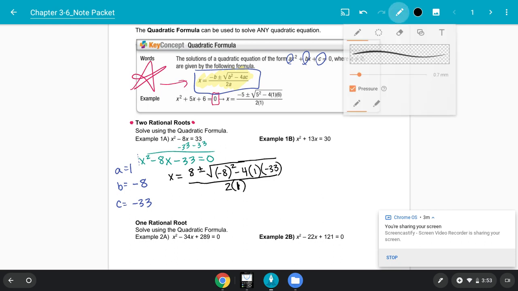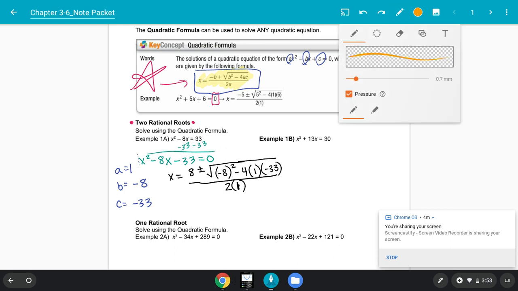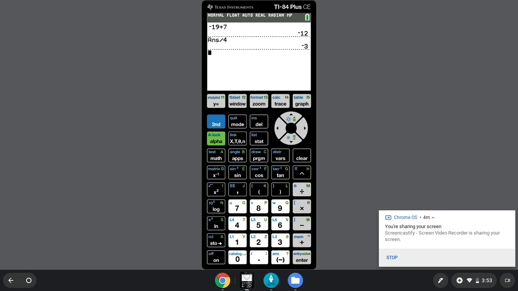Here's one thing to be really cautious of, you guys. A lot of students I've seen in the past just do the fraction line right here and exclude it from the 8. It has to be the entire thing divided by 2. So then when you simplify this, you get x equals 8 plus or minus the square root of 64. And then let's see, negative 4 times 1 times negative 33 is 132.